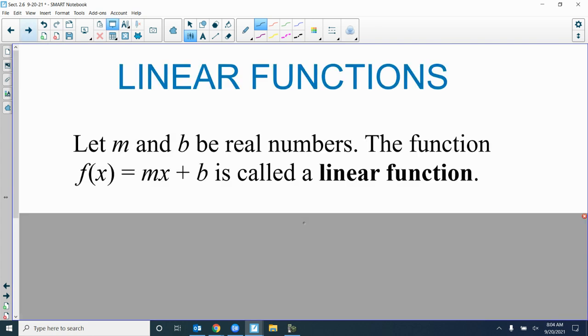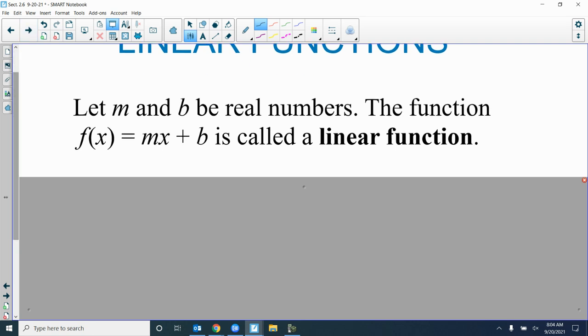All right, we're going to jump into the rest of that section on these guided notes. So dealing with piecewise functions, we're going to graph those, and just a little bit on linear functions as we move forward here. Let m and b be real numbers. The function f of x equals mx plus b is called a linear function. Well, that's like y equals mx plus b. That's your slope-intercept form. We just put an f of x there because we're now labeling it a function.